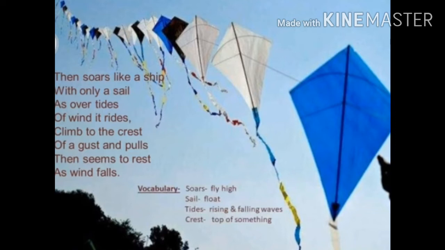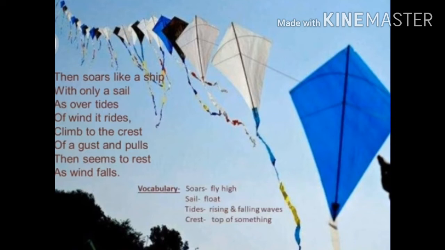So like a ship, जैसे कि एक ship move करता है with the pressure of tides, in the same way the kite is also moving up and down with the pressure of wind. जैसे कि wind का pressure आता है, wind के force से, same way the kite is also flying in the sky as the ship sails. So यहाँ पे poet ने kite को एक ship से compare किया है, okay?